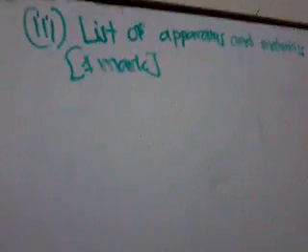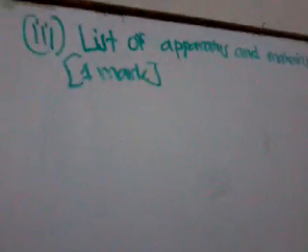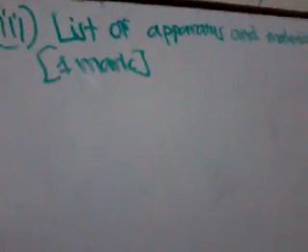And so let's continue Science Form 4 Chapter 2 Part 5. Okay, number 3, list of apparatus and material, 1 mark. So how to analyze the apparatus and material from this experiment?